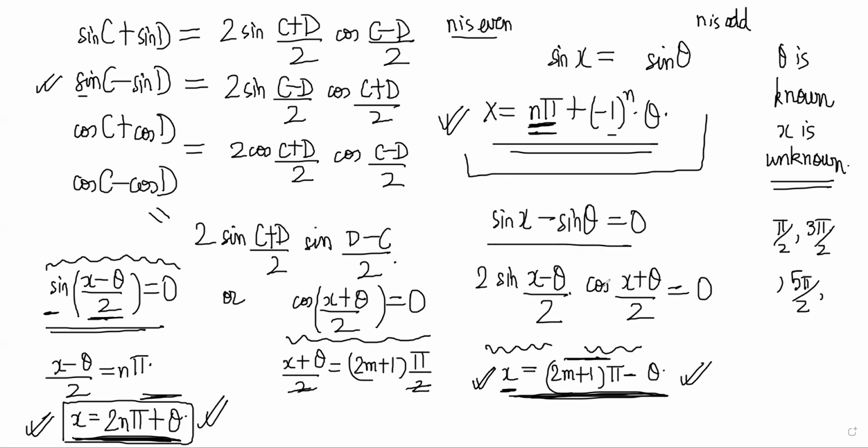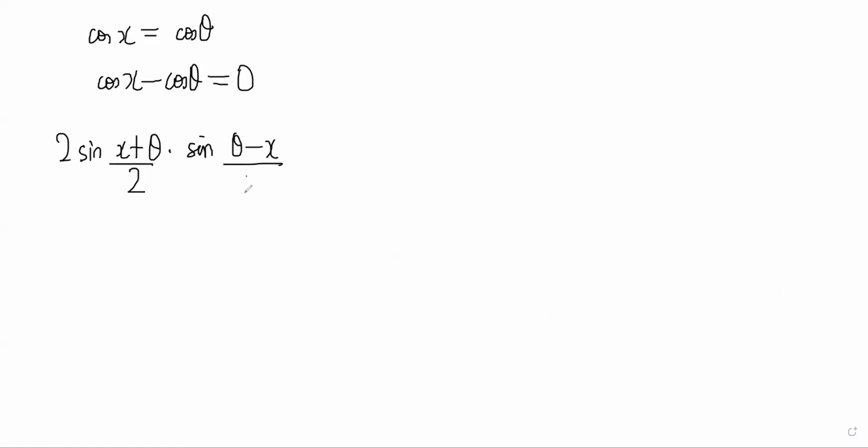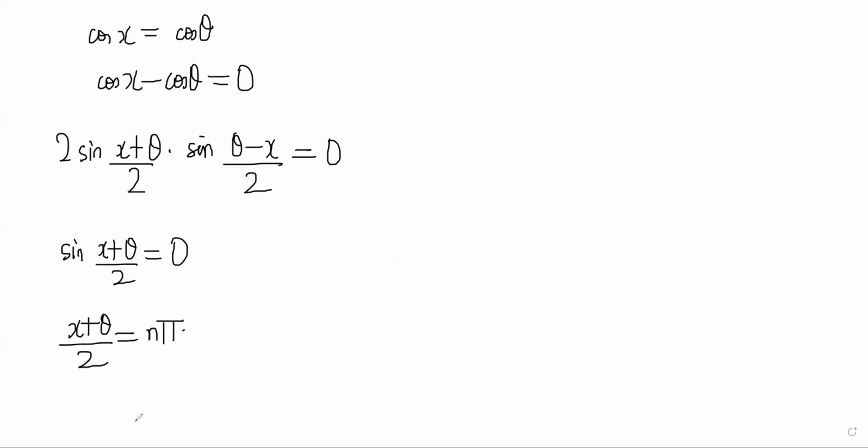We have to use our sin C minus sin D formula, right? Similarly, if I want to get the cos formula, cos x is equal to cos theta. So I'll say cos x minus cos theta is equal to 0. And the cos C minus cos D formula is 2 sine of (x plus theta) by 2 and sine of (theta minus x) by 2 is 0, right? So you get cases of sine of (x plus theta) by 2 should be 0, which means (x plus theta) by 2 should be n pi, right? x is equal to 2n pi minus theta, correct?